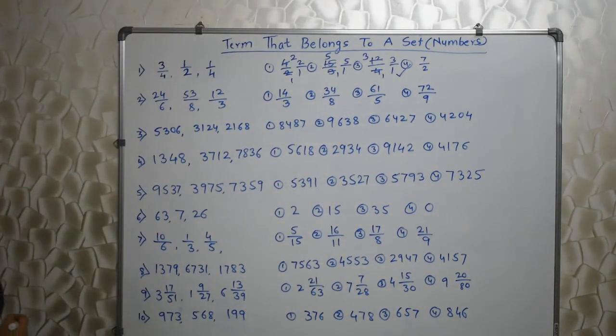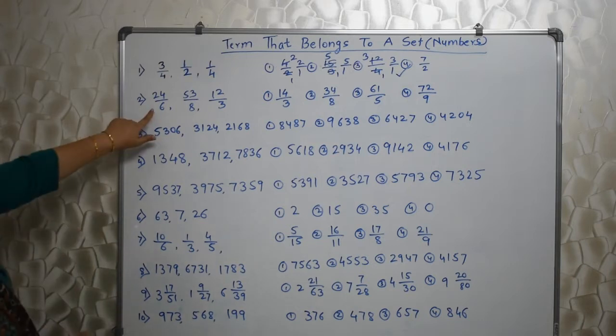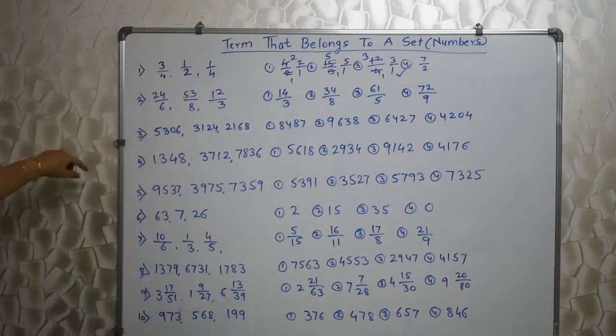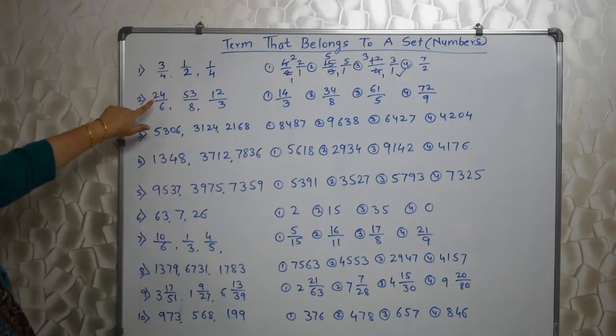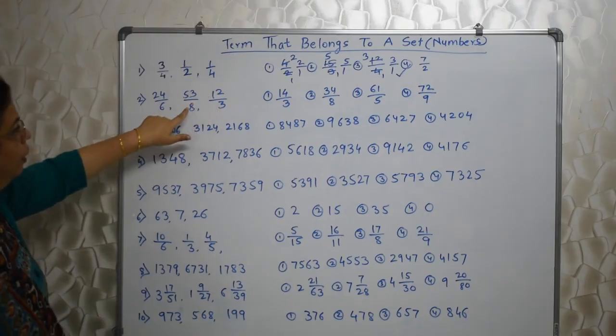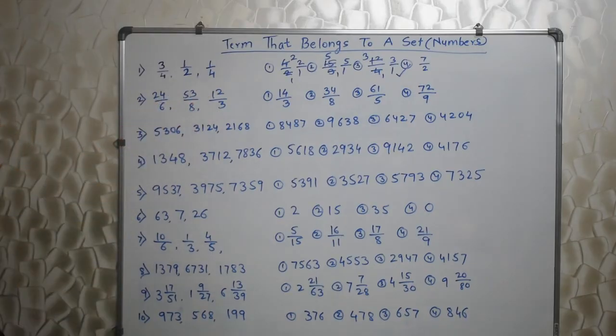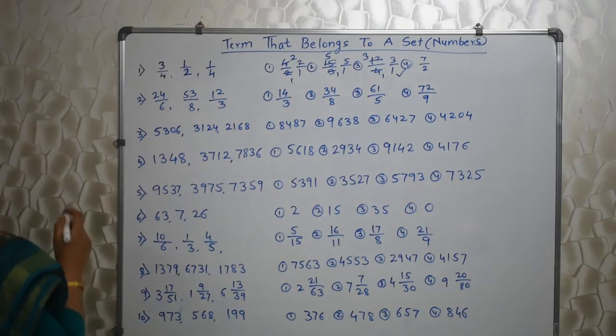Let us move ahead. Observe. Here you need to observe the numbers. Why is this 24? Why is this 6? 6 fours are 24, 3 fours are 12. But 8 fours are not 53. It should be correct for all, right? So that is not the thing. Then what is it? Observe.